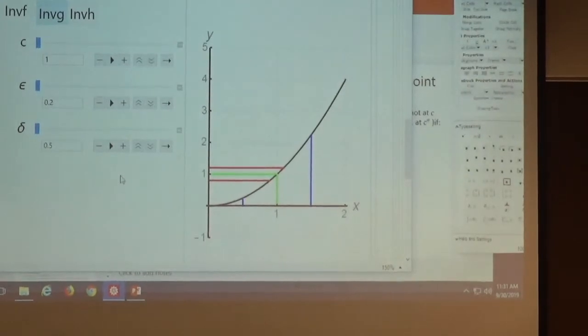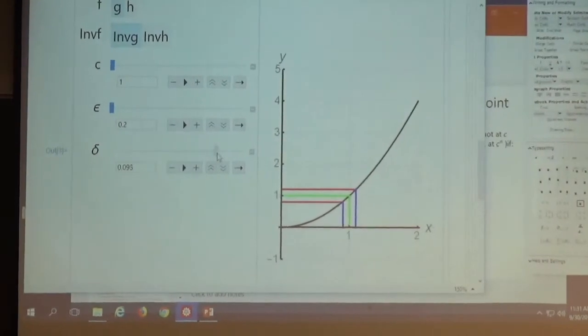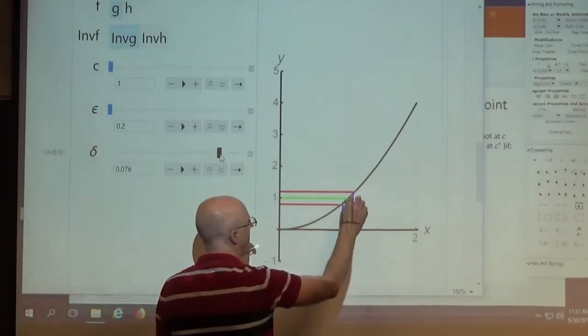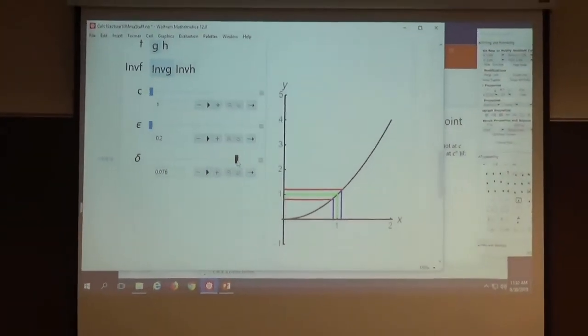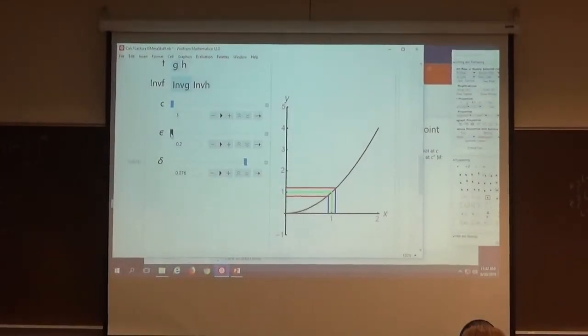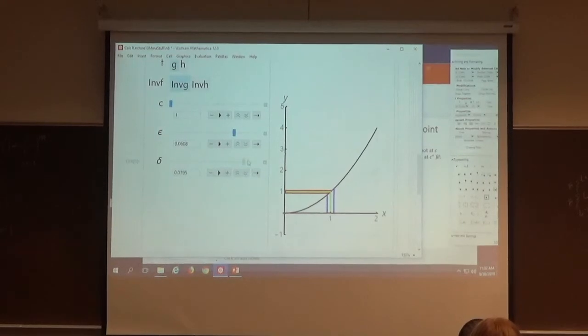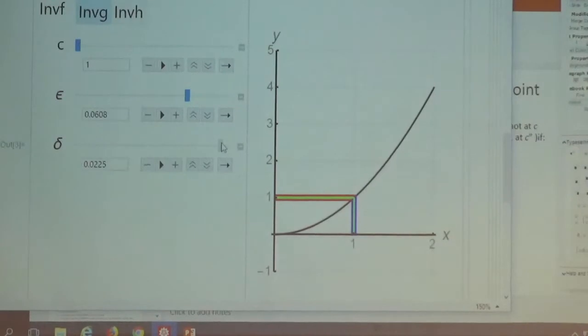However, I can choose delta to be small. Just make delta smaller. Once it's about that small, then the condition holds. For any x in here, the outputs will be within epsilon of L equals 1. If I go ahead and make epsilon smaller, then that small delta that I just picked doesn't work anymore, so I need to pick it even smaller. But I can always do it, because the limit truly is 1 as x approaches 1.